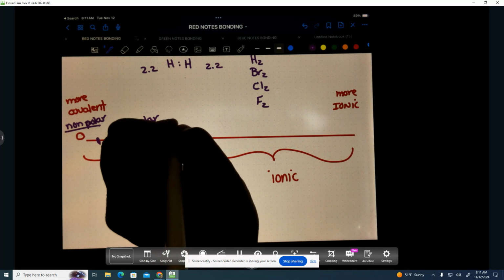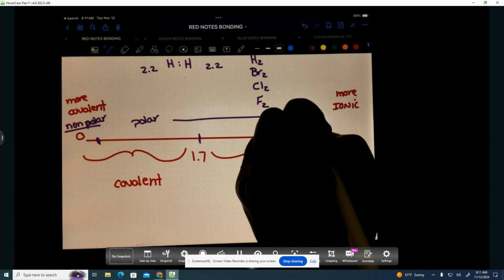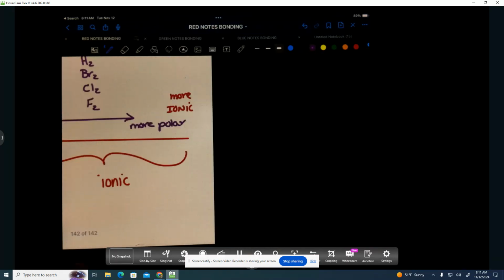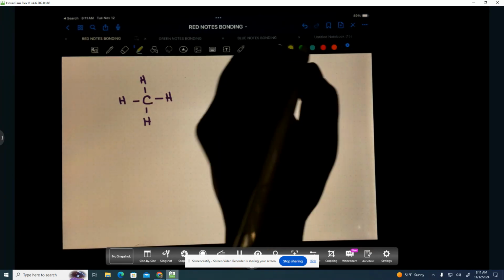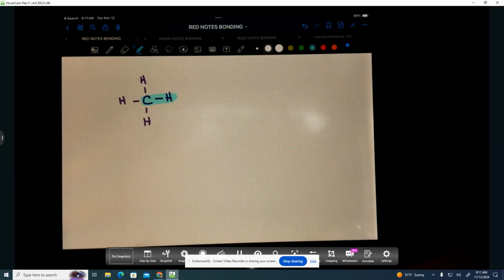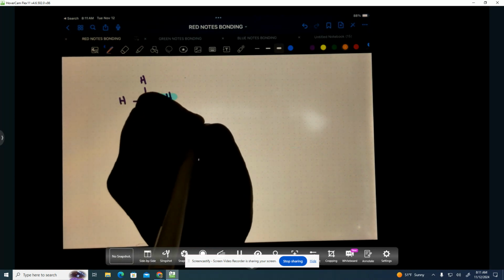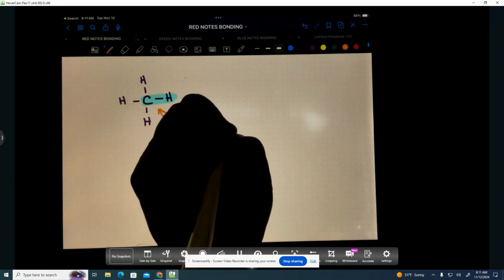You get more polar this way. More polar. Even though they're not covalent anymore, they are still polar bonds. Do you understand that? So look at the bonds between C and H right here. Look at this bond. Is that bond polar covalent or non-polar covalent? Polar covalent. So let's do orange. This is a polar covalent bond.